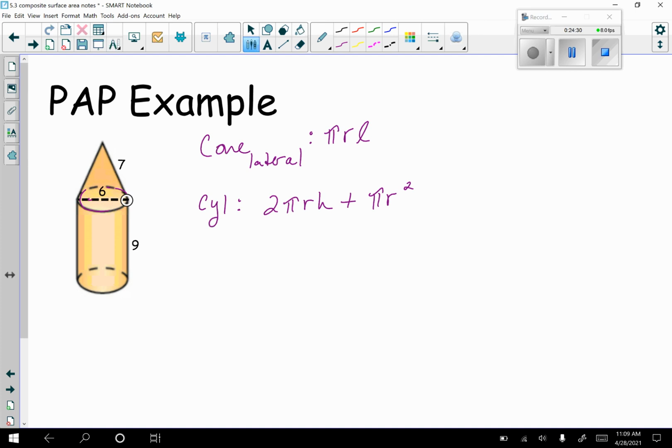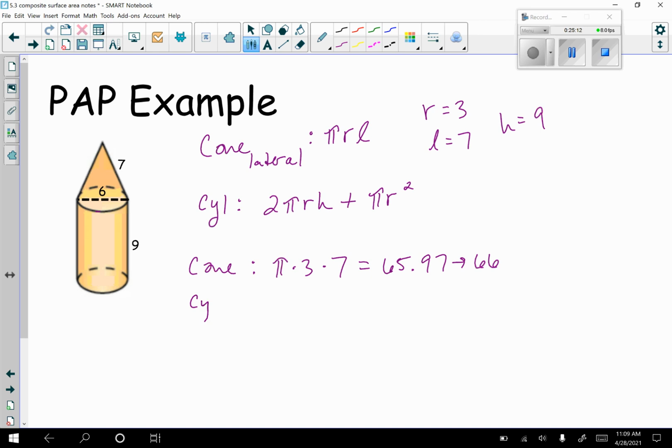So let's go on ahead here. My radius, well, we can see the diameter is 6, right? So my radius is going to be 3. My slant height from my cone is 7. And then my height of my cylinder is 9. So those are the 3 values I need. So I'm just going to plug in. Cone. We're going to do pi times 3 times 7. So 21 pi is 65.97, so that's going to round to 66. Okay, because we're rounding to the nearest tenth, but you see that 7 is going to make the 9 go up, which makes the whole number go up.